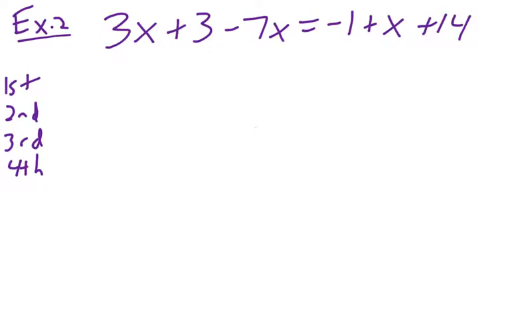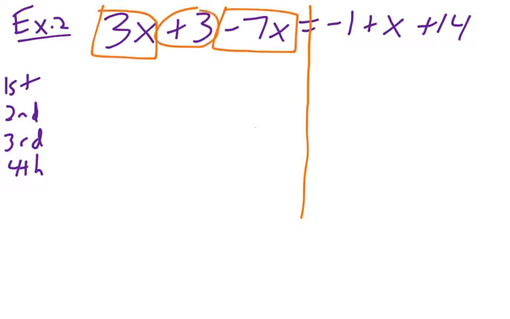Alright, first step, we want to combine our like terms on each side. I'm going to treat these separately. So I have 3x and a minus 7x. So I'm going to box those. And I said I'm going to treat those separately, so let's just do that one first. So 3x minus 7x gives us negative 4x. Then I just bring down my circled plus 3 because it doesn't have anything to pair it with.